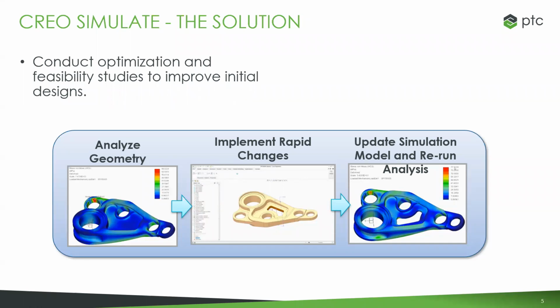In Creo, you can do this. You can analyze the geometry. You can make those changes very quickly and easily because it's in the same tool. Then you just update the simulation models and rerun the analysis. Everything's being done in Creo. And again, it's leading us not to just some answer, it's leading us to the actual right answer, to the best design.